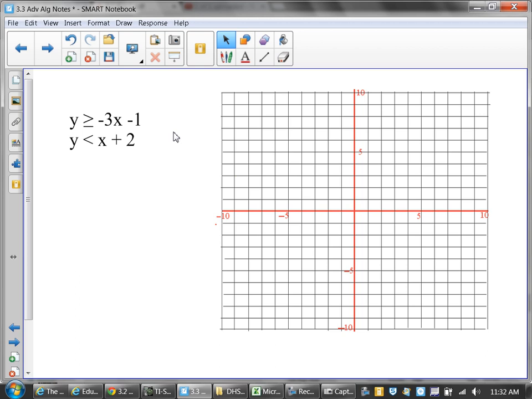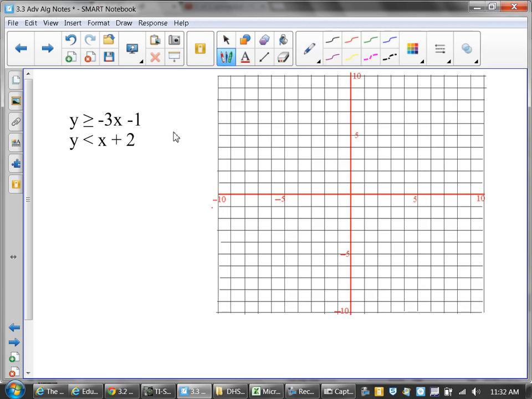So I just go to my intercept and I walk my slope. My intercept is negative 1. My slope is negative 3, so down 3, right 1. Down 3, right 1. Opposite of down and right is up and left. And will this one be a solid or a dotted line? Solid. It's solid again.